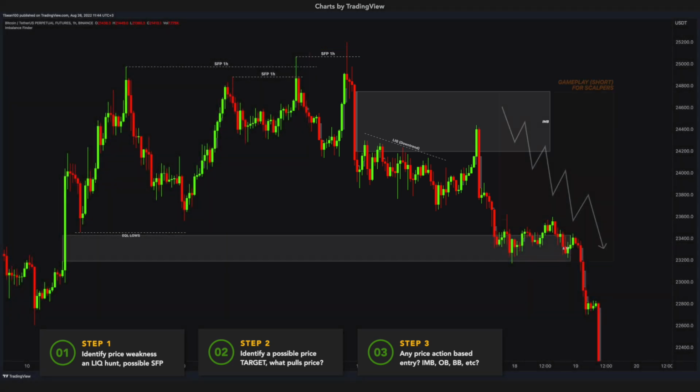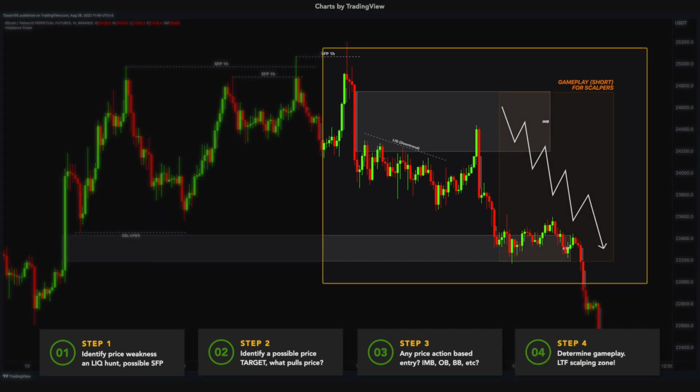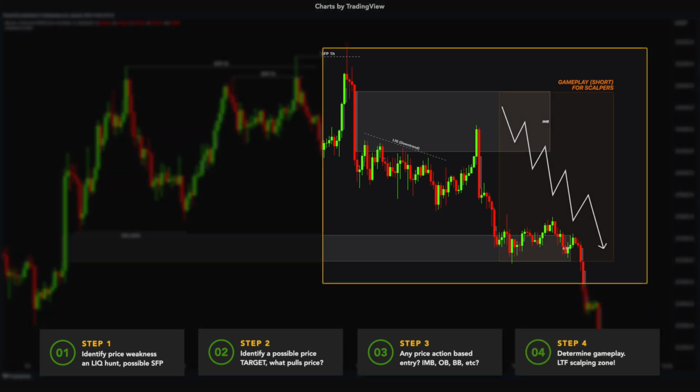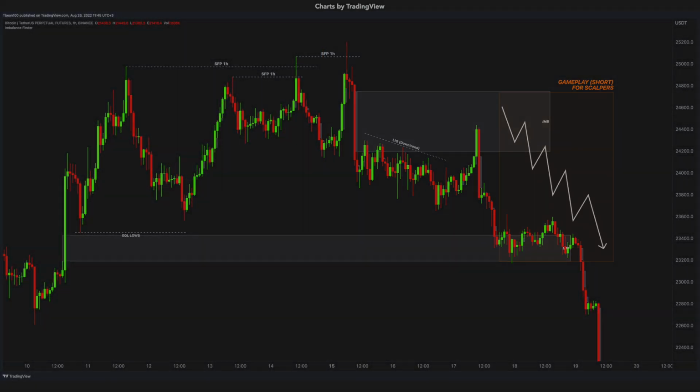So what I do here is determine my gameplay zone. This is the place that I'm gonna scalp in low time frames. This is real scalping, guys. First, you determine your gameplay area from the high time frames. Then you open your low time frames to scalp the chart.